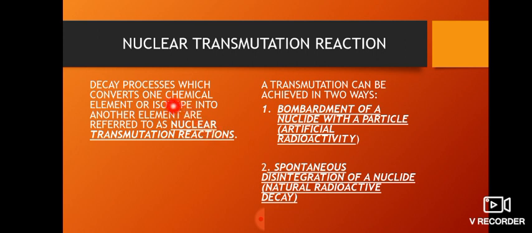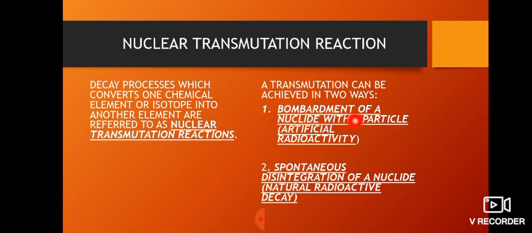Since radioactivity converts one chemical element to another element, they are also sometimes referred to as nuclear transmutation reactions, or you can simply say transmutation reactions. A transmutation can occur in two ways, or can be achieved in two ways. You can force it, or it can occur spontaneously.